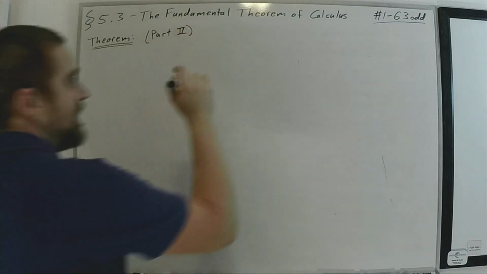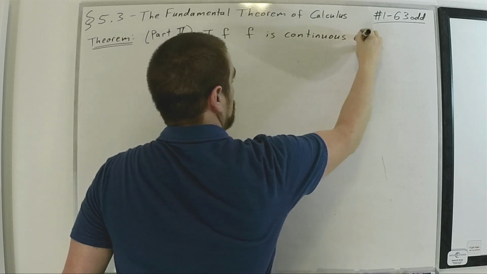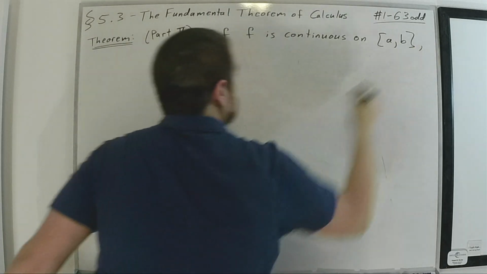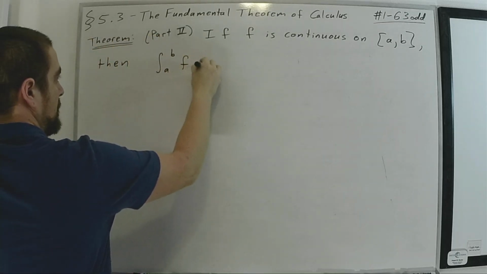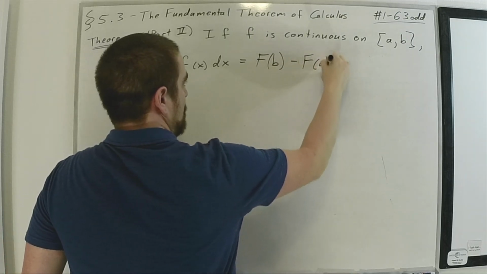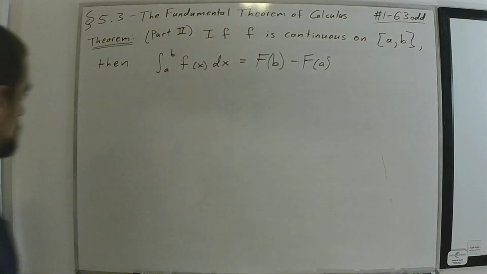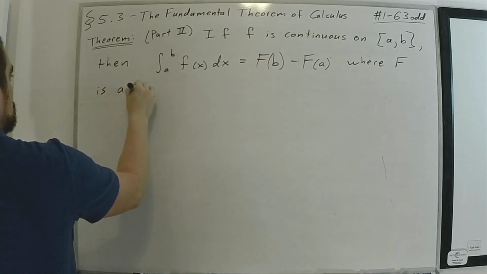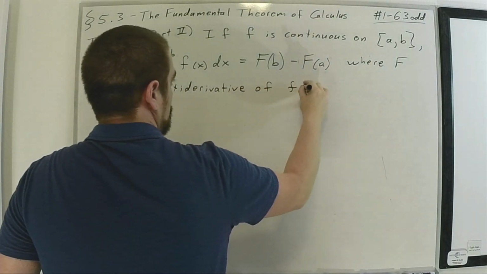So part 2 says, if f is continuous on the closed interval a to b, then the integral from a to b of f of x dx is going to be F of b minus F of a, where I'm using capital F to denote the antiderivative of the lowercase f function, where capital F is any antiderivative of f of x.